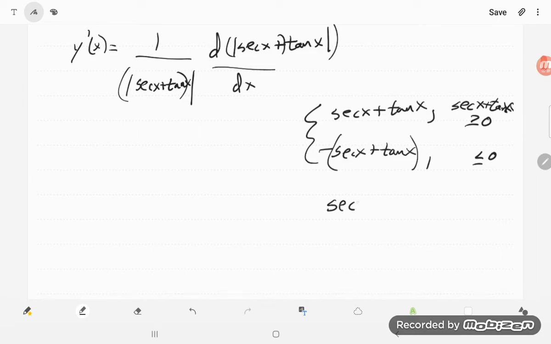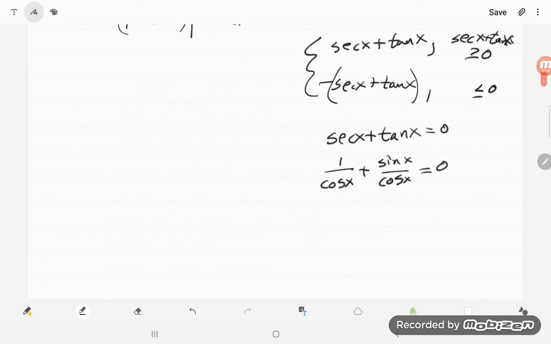I can go in here and say, well, okay, when is it equal to 0? So when is secant x plus tangent x equal to 0? Well, secant x, remember, is 1 over the cosine. So this is 1 over the cosine of x plus sine of x over the cosine of x is equal to 0. Oh, well, actually that's helpful because I can factor out the 1 over the cosine. So I've got 1 over the cosine of x, and then that's times 1 plus sine of x. Well, this is much simpler for me.